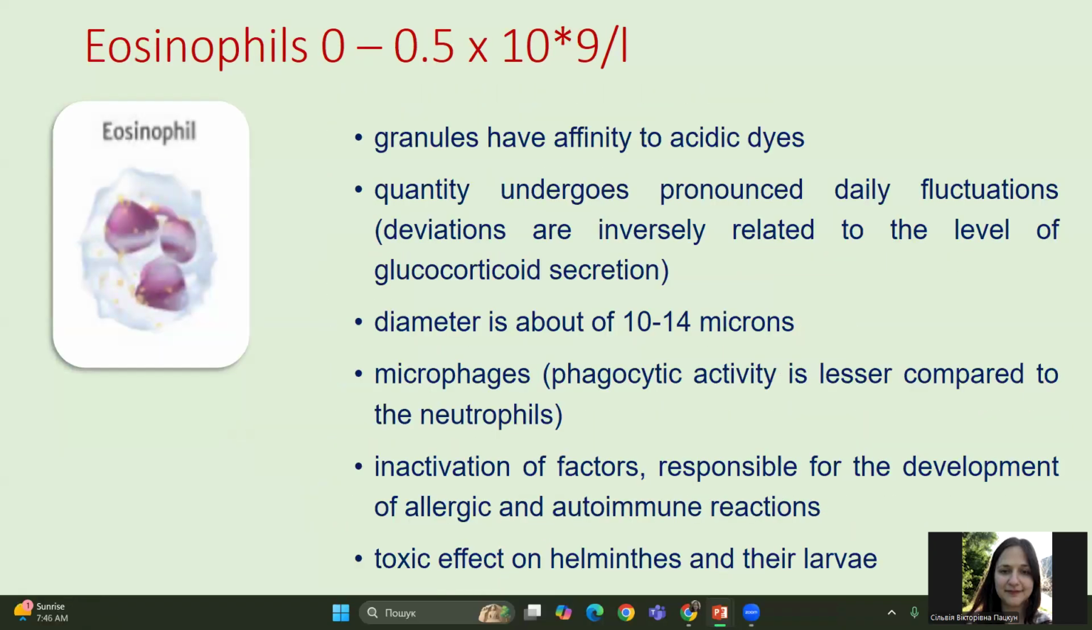Eosinophils are from 0 to 0.5 times 10 to the 9th per liter. Granules have affinity to acidic dyes. Quantity undergoes pronounced daily fluctuations. Diameter is about 10 to 14 microns. They are microphages. Phagocytic activity is less compared to neutrophils. They inactivate factors responsible for the development of allergic and autoimmune reactions, and have a toxic effect on helminths and their larvae.